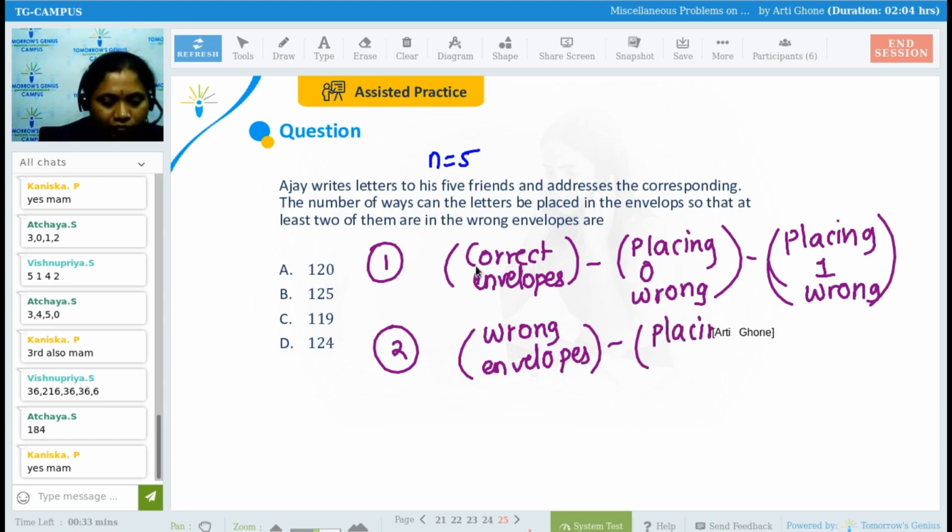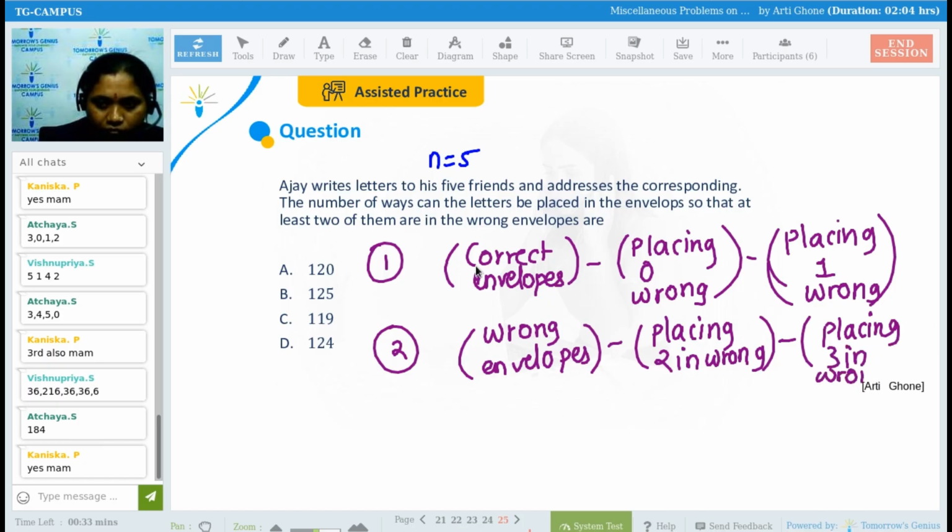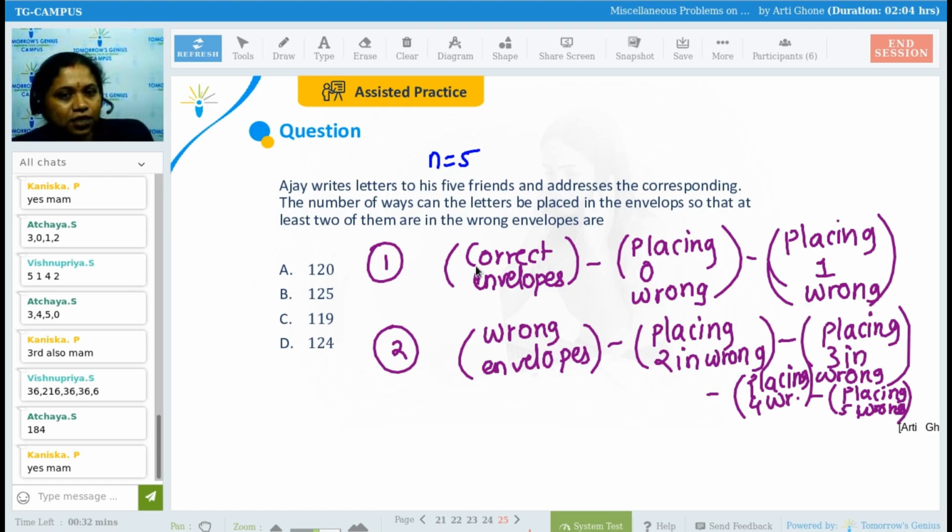minus placing 2 in wrong, minus placing 3 in wrong, minus placing 4 in wrong, minus placing 5 wrong. Which one is easy? We can think on this question with the two methods. Either the opposite case will be considered: all correct minus 0 wrong and 1 wrong. Otherwise the opposite case: all wrong minus only 2 wrong, only 3 wrong, only 4 wrong, only 5 wrong. Clear? Okay. So what are you feeling comfortable with?